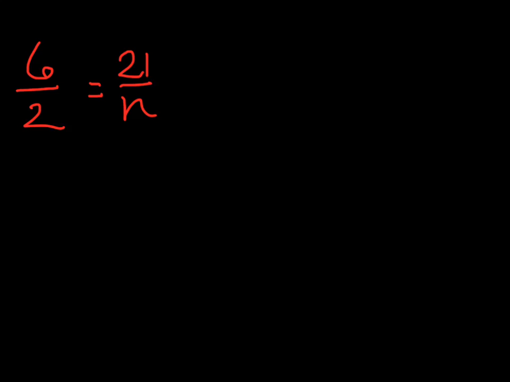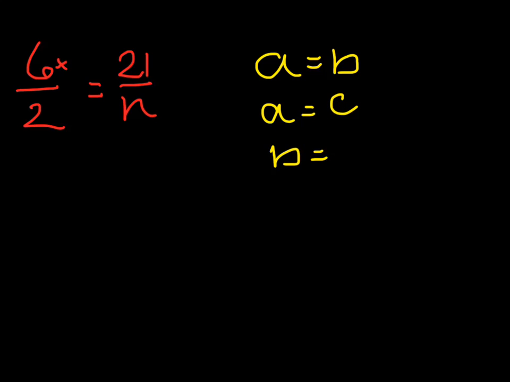And several kids said there is no factor that will change 6 into 21, or at least no whole number factor that I know of. So how can I solve this? Well, okay, let's take a little side tour here and talk a little bit about logic and algebra. In the inside of every algebra book, you're going to see this: if A equals B, and if A equals C, then B and C must also be equal.